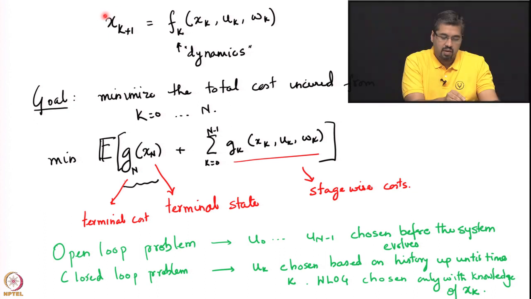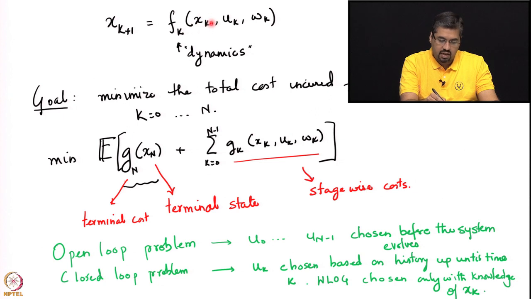The state at time k plus 1 was given explicitly as a function f_k of the current state x_k, the action that you took at time k, that is u_k, and the noise in the system, the noise that occurred during the time period k. So what this means is, if you were given x_k, u_k and w_k, then this defines for you deterministically what x_{k+1} would be. That means the next state is determined as a deterministic function of the action, the state and the noise in the system, and it is given as an explicit function.